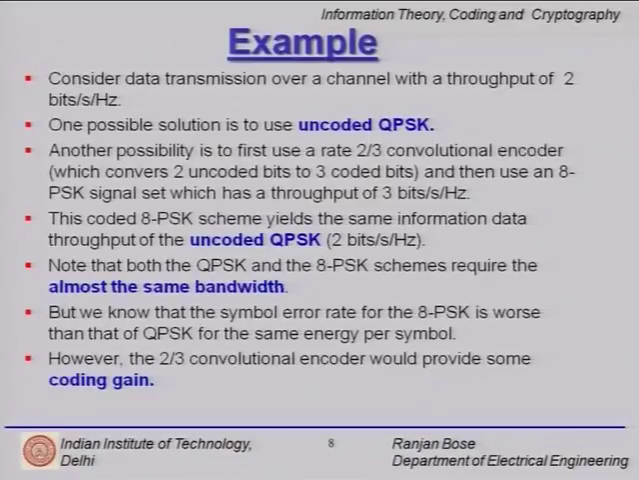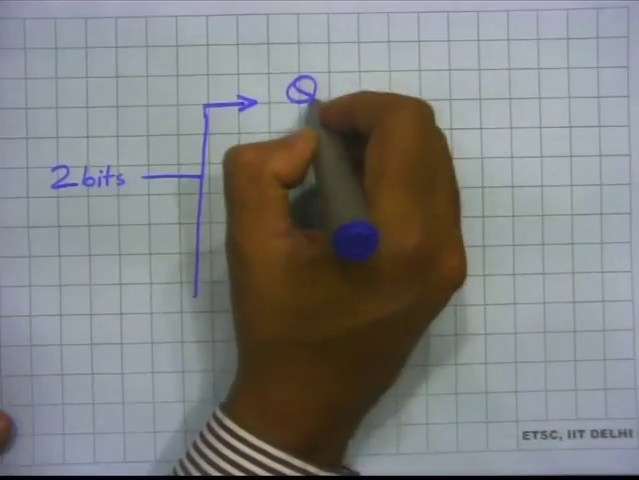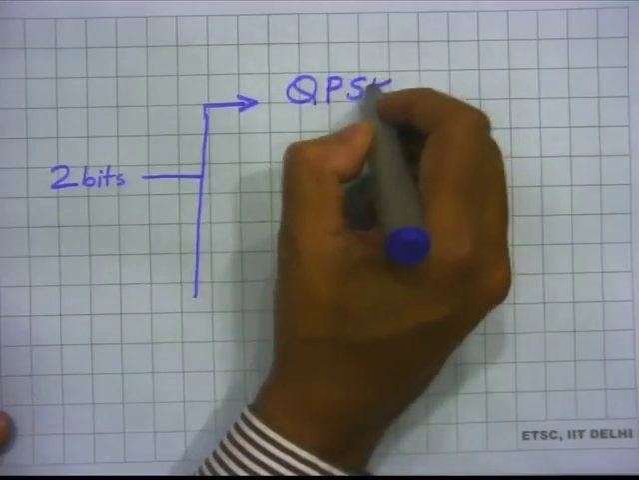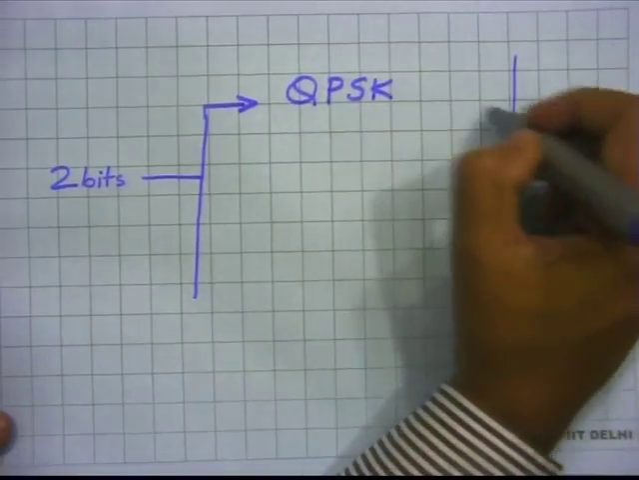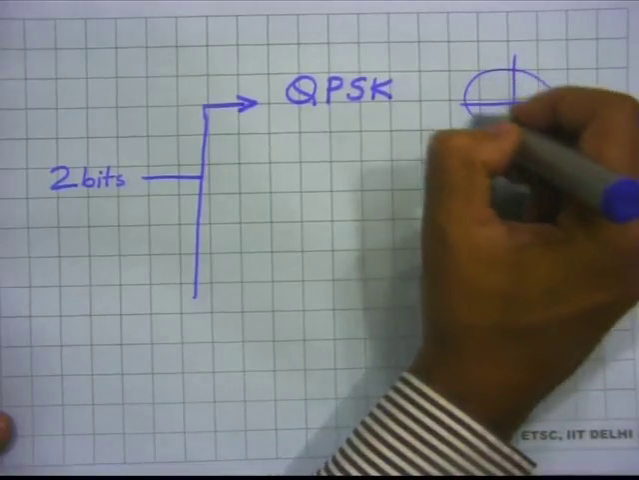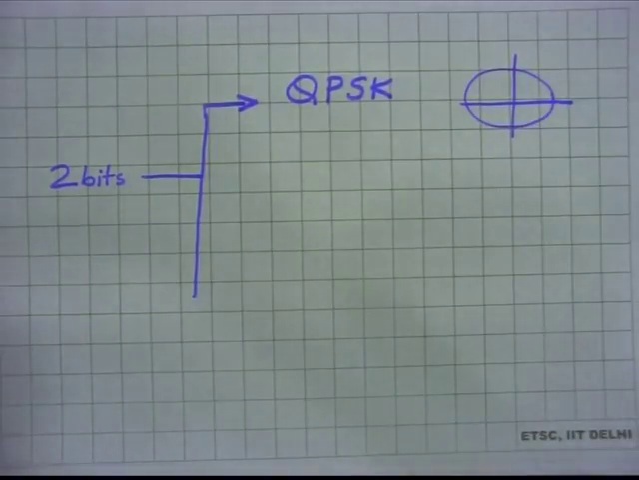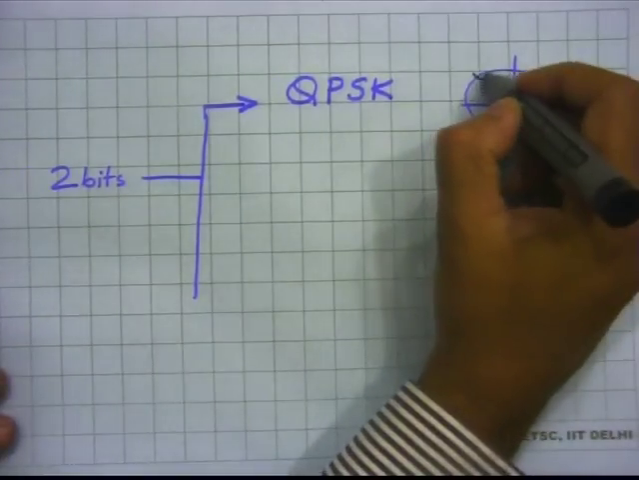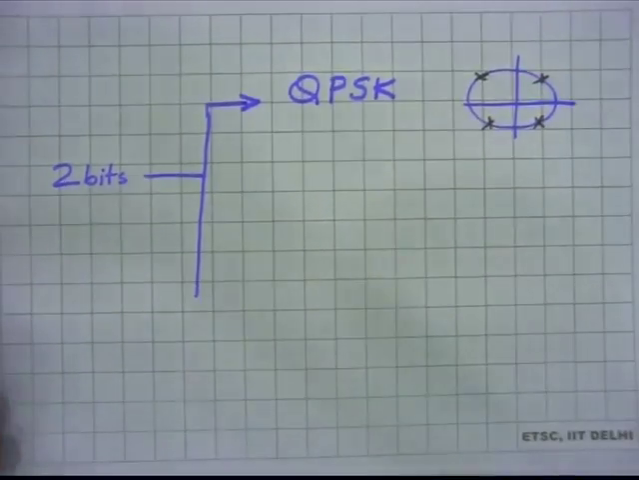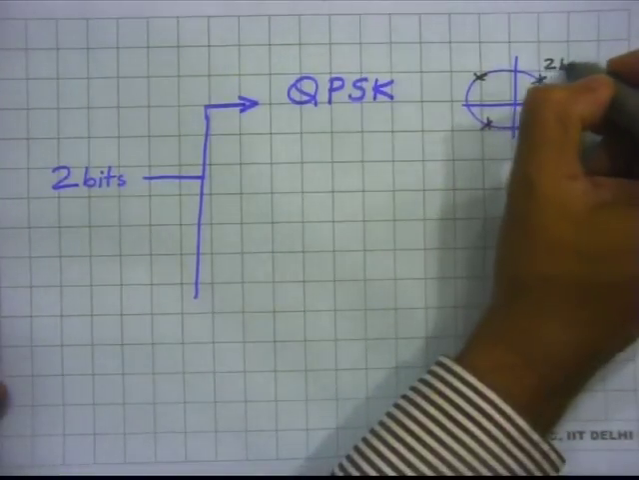So, if you look at it graphically, this is what we did. We had these 2 bits coming in. Now, these 2 bits can be sent using QPSK, where there is a constellation diagram, and we have these 4 possible symbols in the constellation diagram, and you have 2 bits per symbol.